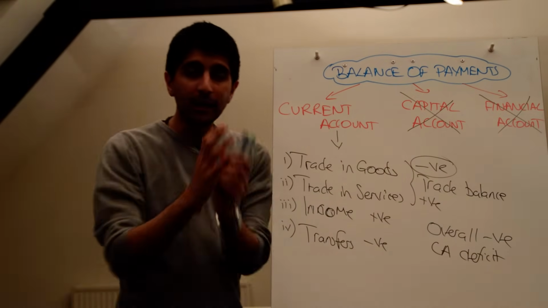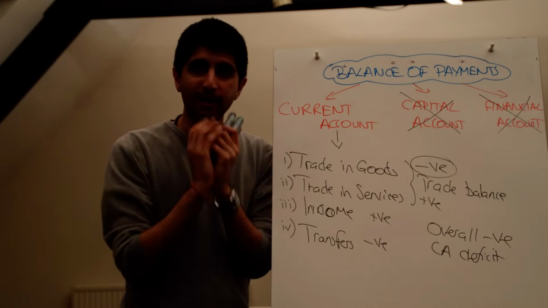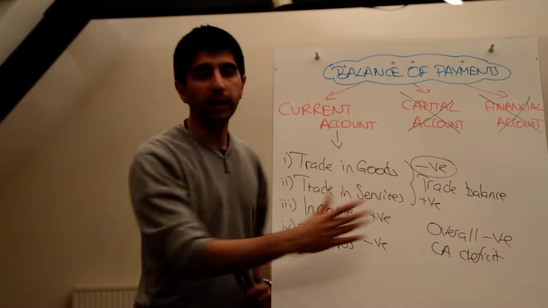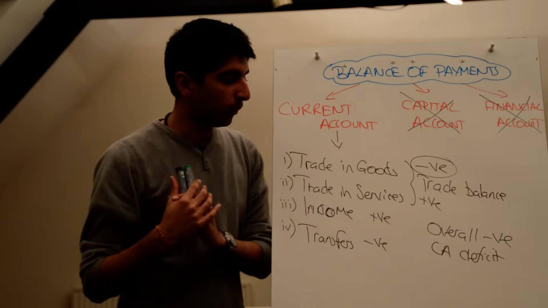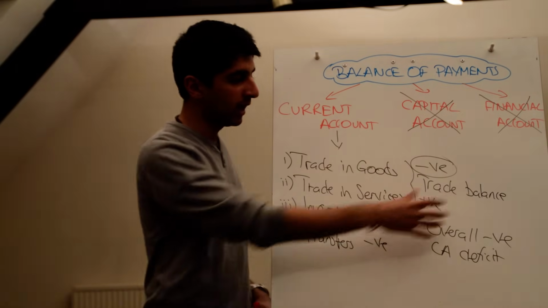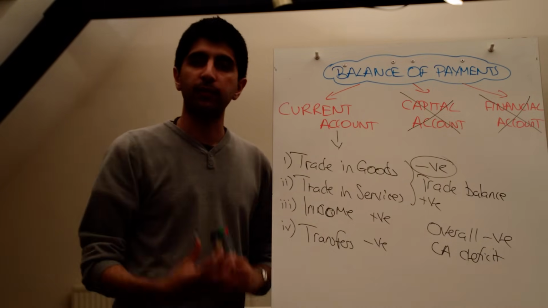But bear that in mind, okay? It's all about money flows, it's not about volume, it's about value. So the value of all of these things is added up, and then we work out whether we're in deficit or we're in surplus. And remember, it doesn't just have to be because of trade in goods and services. There could be other reasons why there is a current account deficit and a current account surplus.